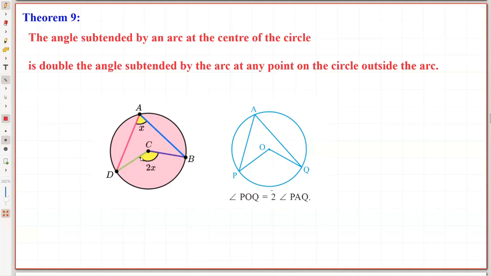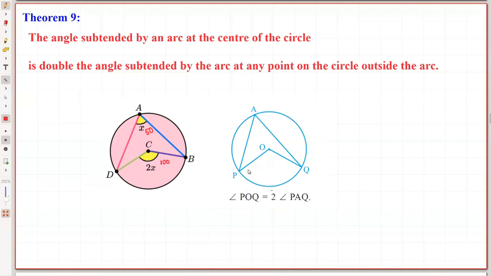So this is the angle subtended by the arc at the center. This is 2x, which means this will be x. Okay, if this is x, then this will be 2x. Double. For example, this is DCB. If this is 100, then x will be 50. If x is 50, angle DCB will be 100. The angle subtended by an arc at the center is double that at the remaining part of the circle.